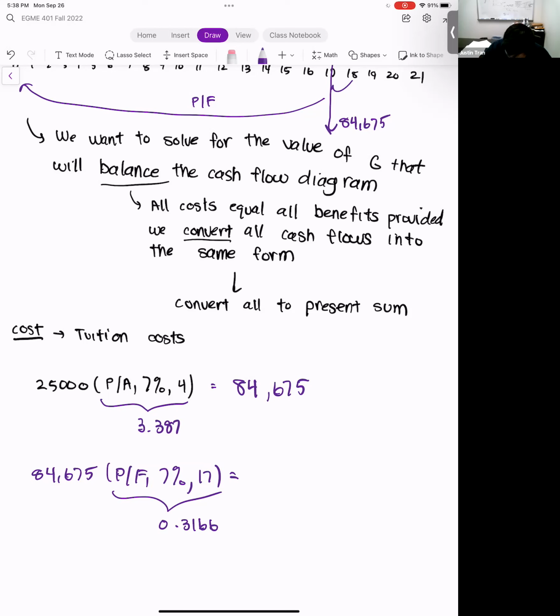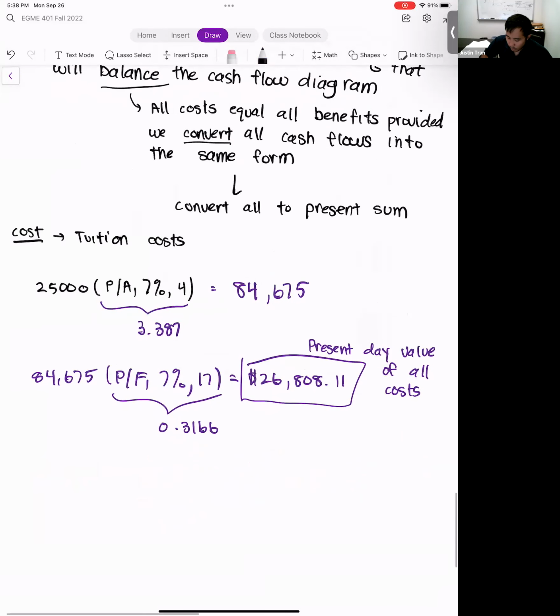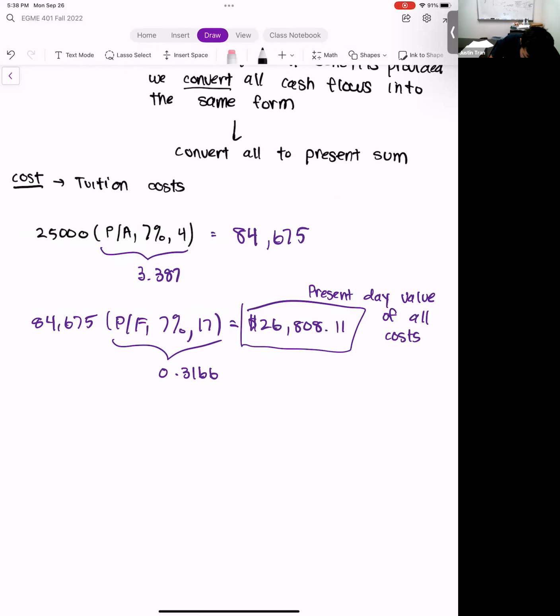Let's punch that into the calculator: 84,675 times 0.3166, and what we get is 26,808.11. That right there is the present-day value of all the costs. Now we're going to do the same thing with all the benefits and set them equal to each other.